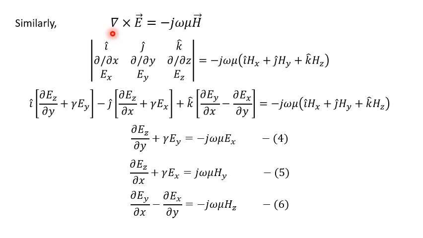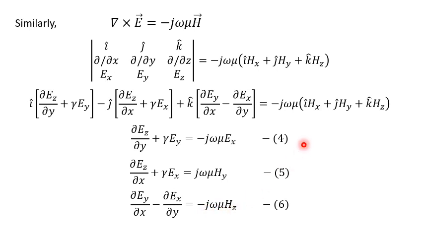In a similar way, on taking the second Maxwell equation, del cross E is equal to minus j omega mu into H, you can expand del cross E in the rectangular coordinate system and then equate the coefficients of i cap, j cap and k cap. So you will get another set of three equations. Dou Ez by dou y plus gamma Ey is equal to minus j omega mu Hx. Dou Ez by dou x plus gamma Ex is equal to j omega mu Hy, and dou Ey by dou x minus dou Ex by dou y is equal to minus j omega mu into Hz.